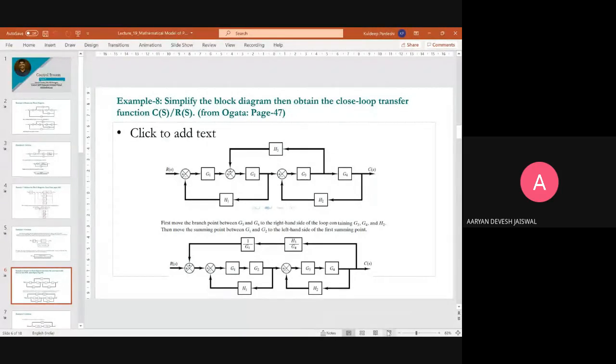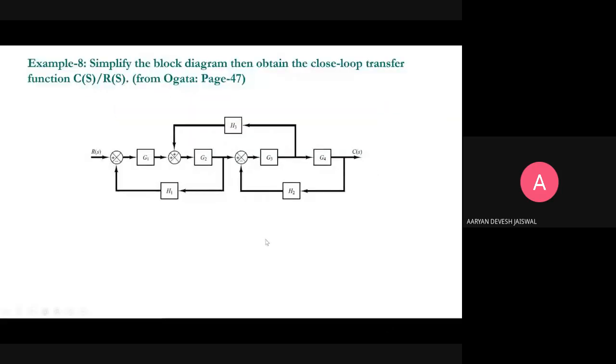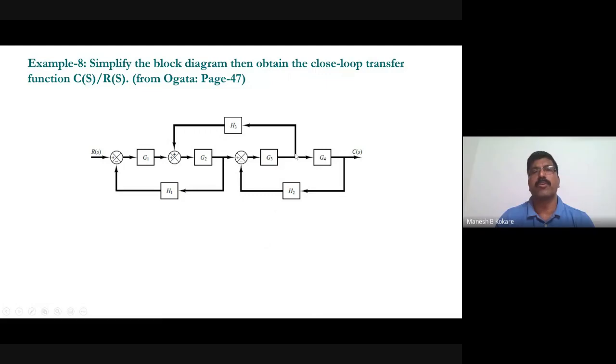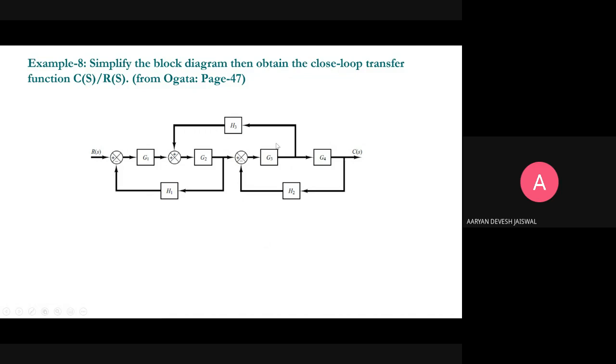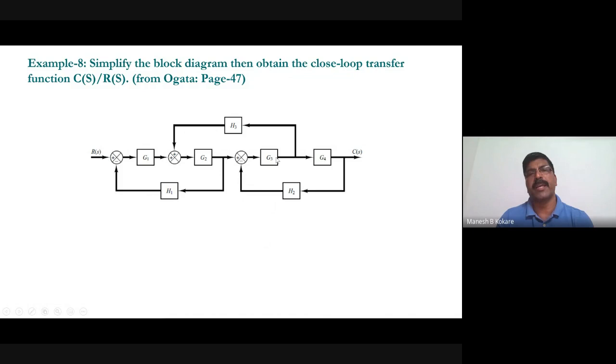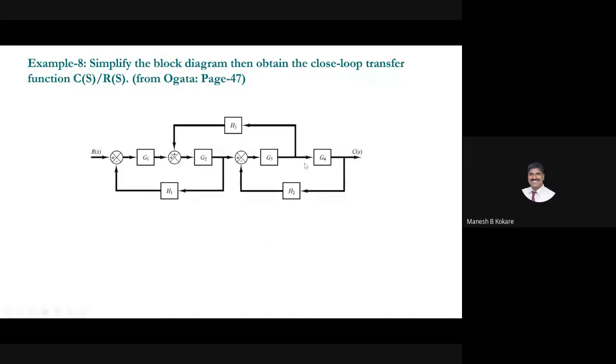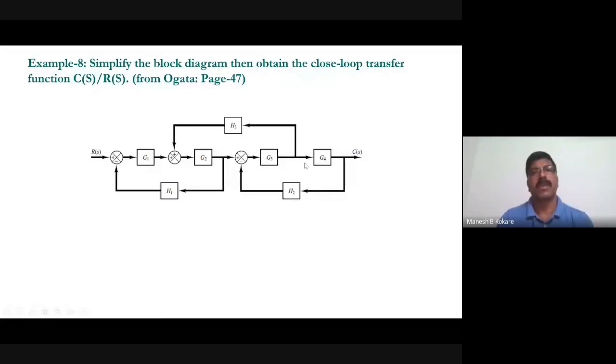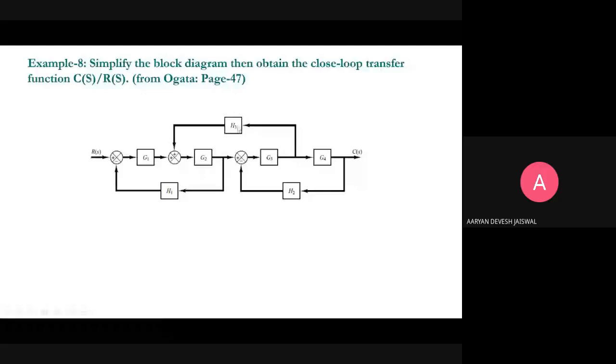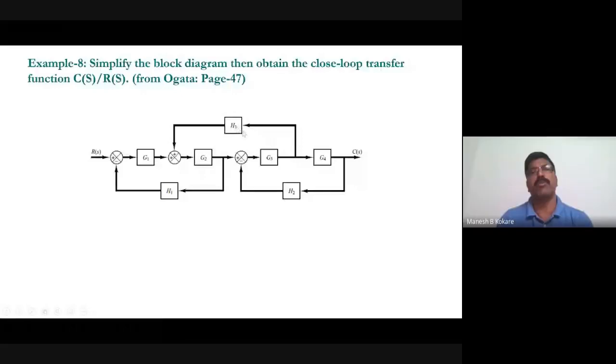We can take G4 in the H3 loop, like it is. Means you'd like to shift this takeoff point after this one, yes. So G3, G4 will come in cascade. H2 will be in loop, right? Yes. But when you're shifting this one, you have to modify H3 also, no? Yes, you have to modify H3. So H3 will be H3 by G4, when you are shifting this takeoff point.